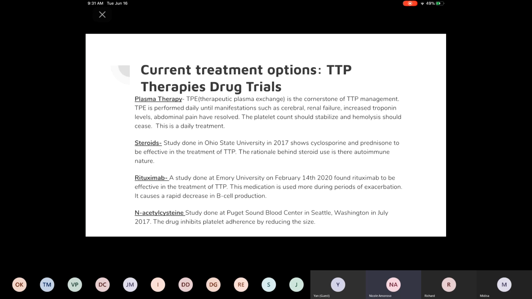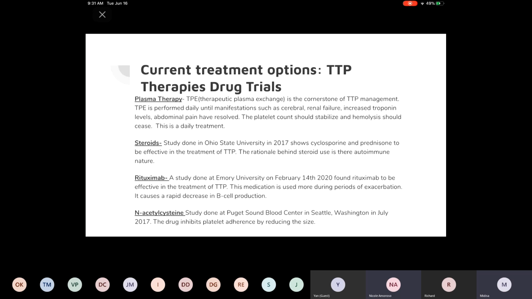And as for the current treatment options, when I was looking them up, a lot of the studies that I looked at were either discontinued or withdrawn. So the ones that you see here are the ones that are finished. So we have plasma therapy for TPE, which is therapeutic plasma exchange. It is the cornerstone of TTP management.